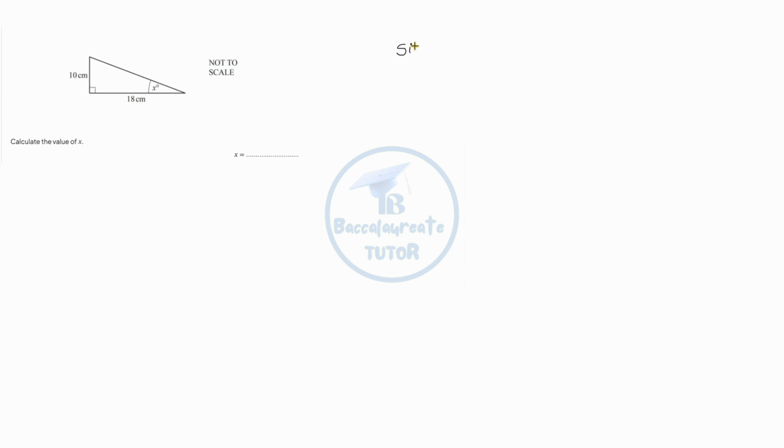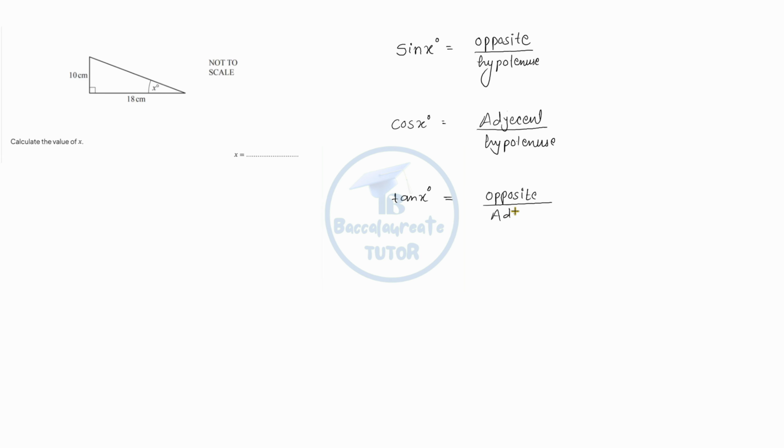Sine x degree is the ratio of opposite side over hypotenuse, okay? Next, cosine x degree is basically the ratio of adjacent over hypotenuse, while tangent x degree is opposite over adjacent, okay? Now tell me, look at this question, which ratio should you use here?